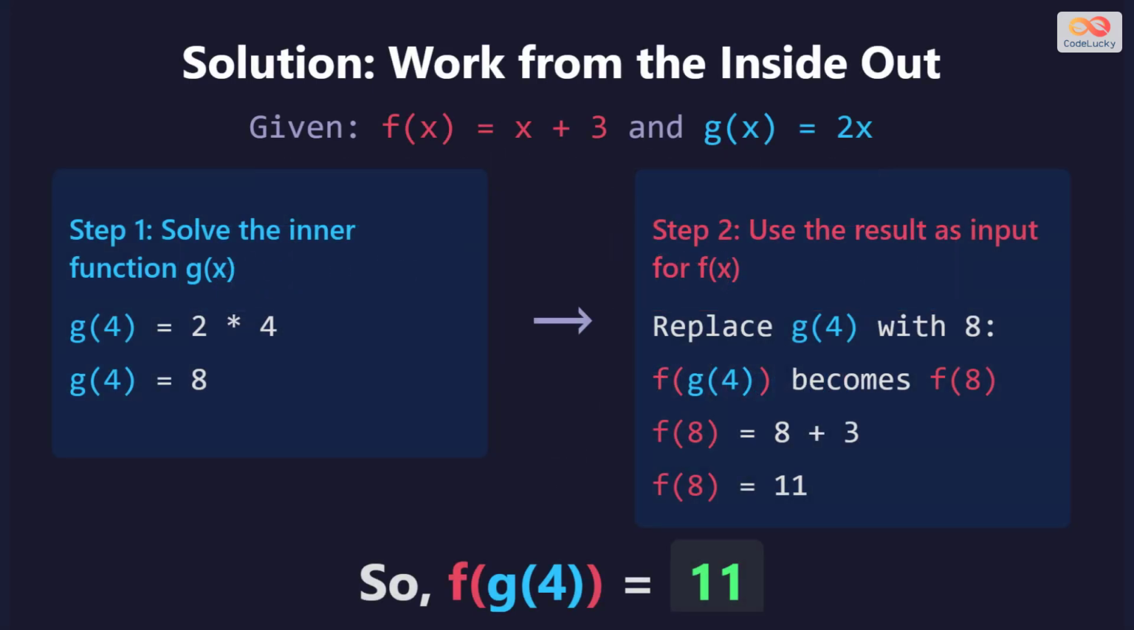Remember, we start from the inside. The inner function is g of 4. According to our rule for g, we multiply the input by 2. So g of 4 equals 2 times 4, which is 8.